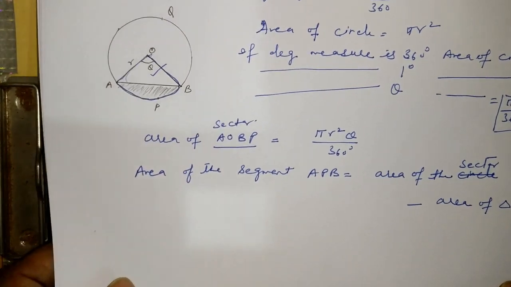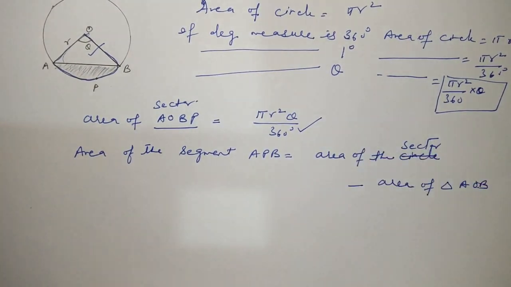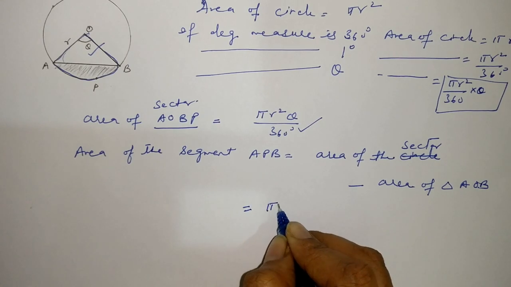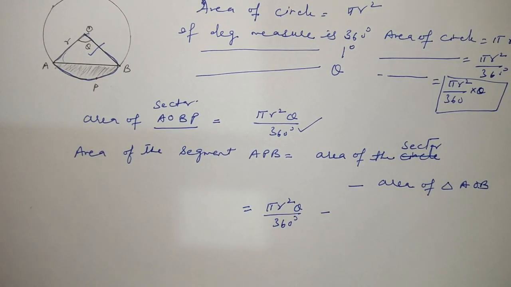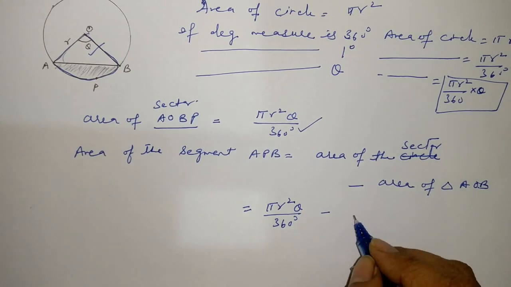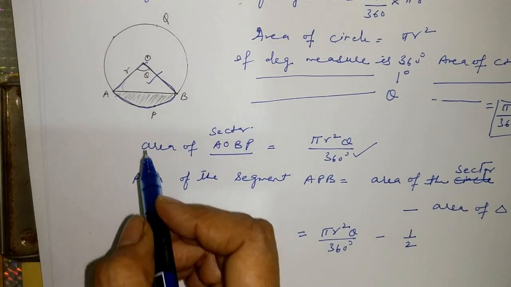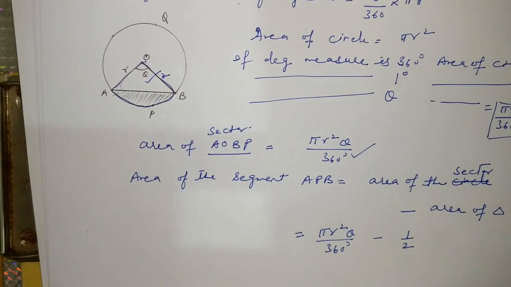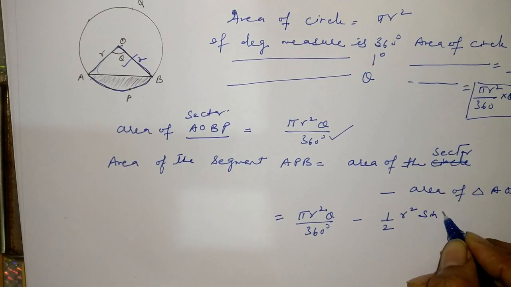So as far as the area of the sector is concerned, we know the formula: pi r square theta upon 360. And as far as the area of triangle AOB is concerned, this is what we will do. If one radius is r, the other radius is also r. So the formula to find it is half r square sine of theta.